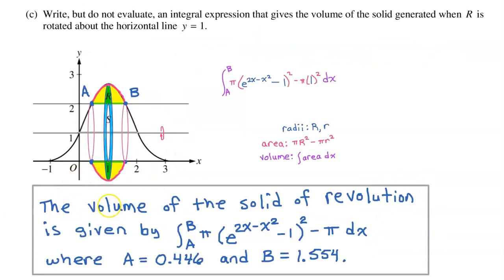Let's write our answer as a sentence. The volume of the solid of revolution is given by the integral from A to B of pi times (e to the 2x minus x squared minus 1) squared minus pi dx, where A is equal to 0.446 and B is equal to 1.554.